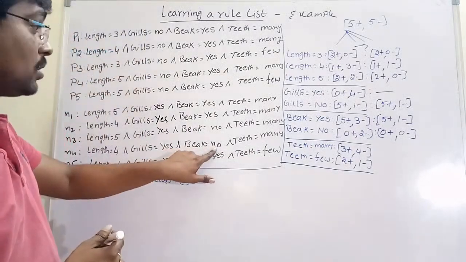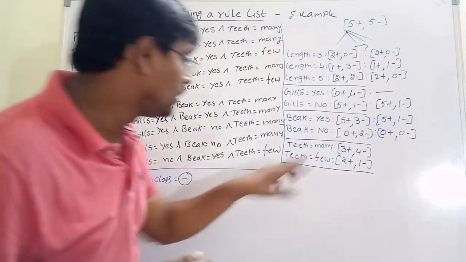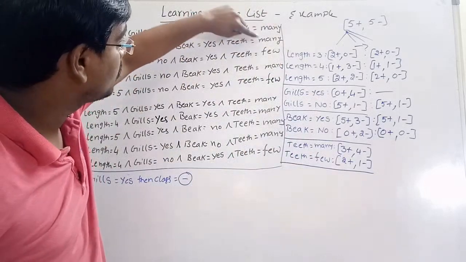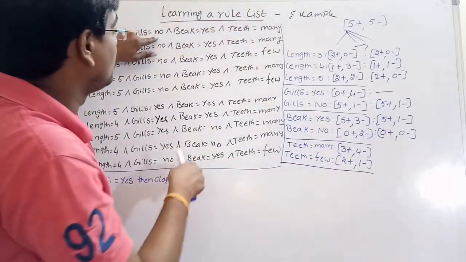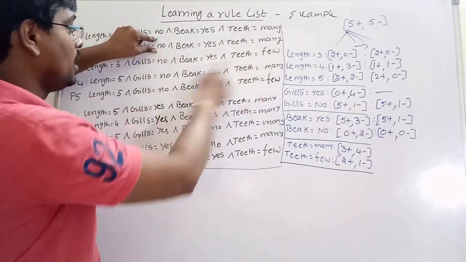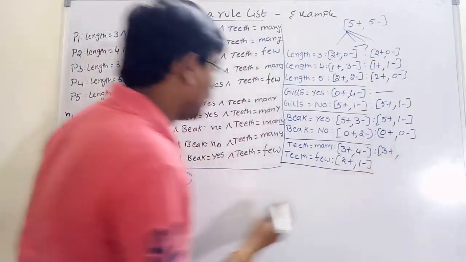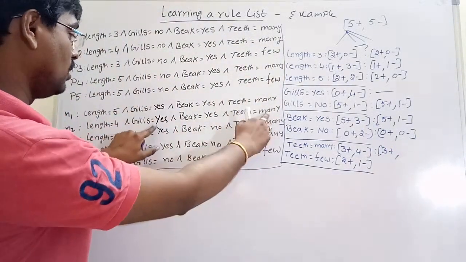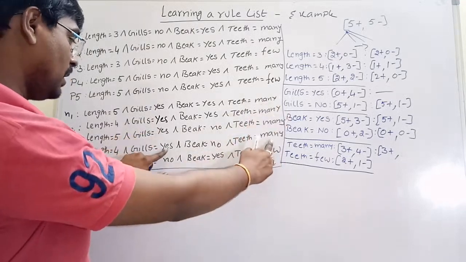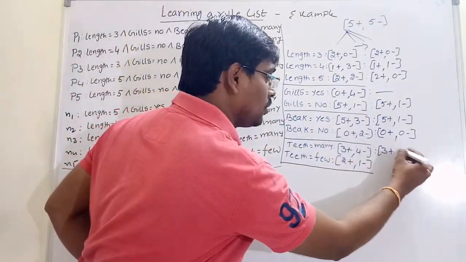Okay. Bake is equal to no, gills is equal to yes, and teeth is equal to many. Teeth is equal to many means 1. Gills is equal to no, that one is included. Many no is included. 3 positives are included. Come to negative. Many yes is removed, many yes is also removed. So there is no many. All the negatives are removed.